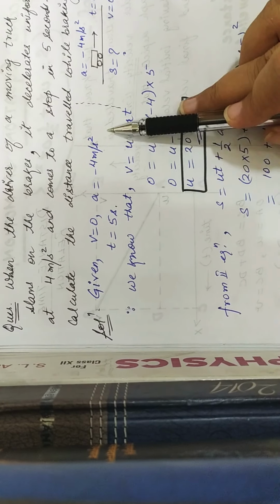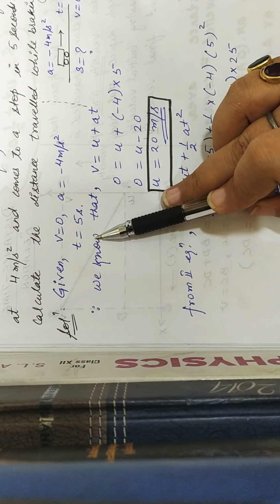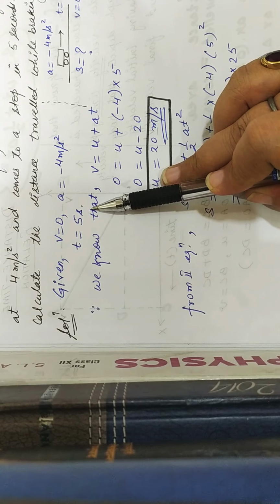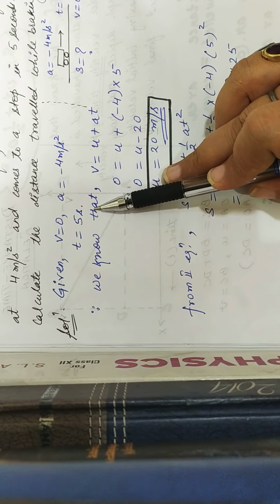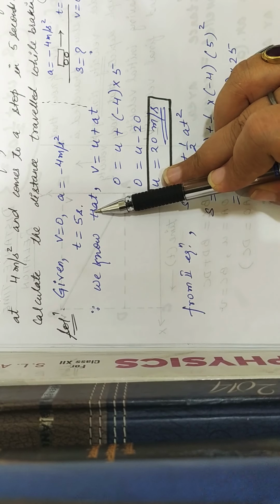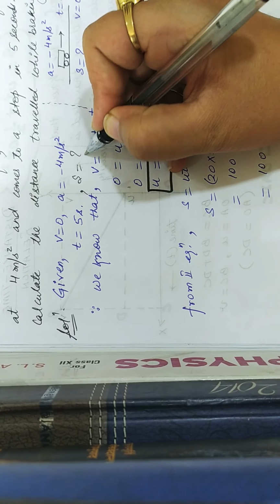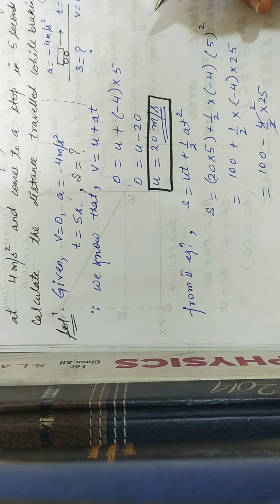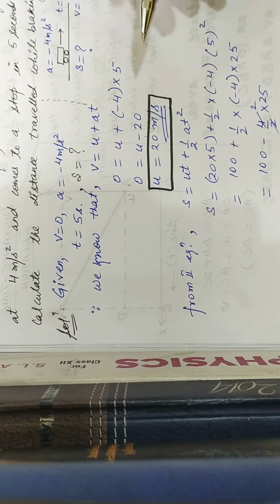So, we will write all the given parts. Given v is equal to 0, a is equal to minus 4, t is equal to 5 seconds. Now, on the basis of these parameters, we cannot apply the second equation directly. What are we supposed to find? We are supposed to find the distance traveled, which is given by ut plus half at square. a is given, t is given, v is given, but u is not given. So, we need to find u first.